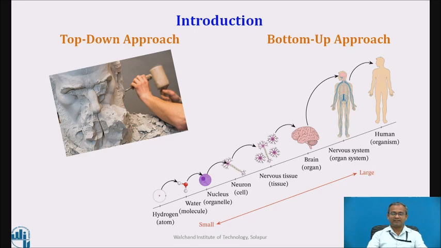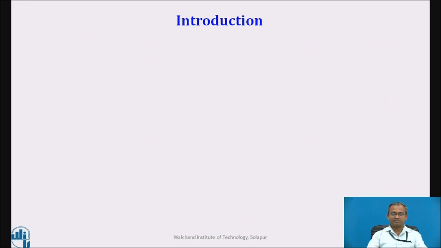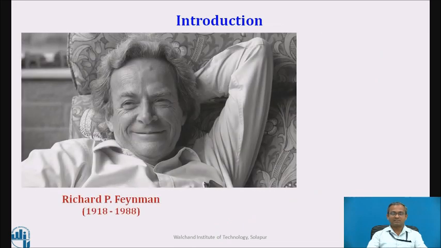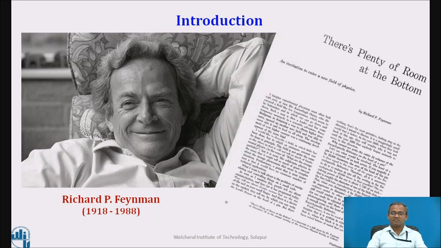Noticing this in 1959, a renowned physicist, Richard Feynman, presented a visionary lecture at the American Physical Society entitled "There is Plenty of Room at the Bottom," wherein he said, "The principles of physics, as far as I can see, do not speak against the possibility of maneuvering things atom by atom." Feynman's discussion was the starting point of nanotechnology.